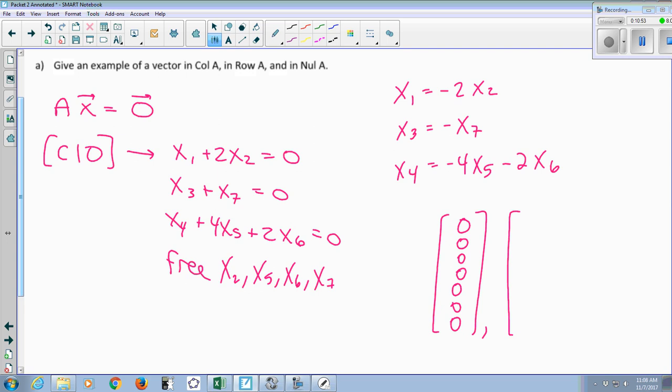I'll pick ones for x2, x5, x6, and x7. So then x1 is negative 2 times 1, negative 2. x3 is negative x7, so negative 1. And x4 would be negative 4 minus 2, which is negative 6. So I picked 2 elements. Those are both in null A.